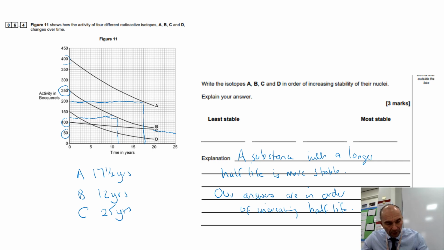And then finally D starts off at 150 and it goes to 75. So we need to make sure we're hitting D. So draw that line across to hit D, and we're getting, say 7.5 years. So those are our half-lives. Remember, the most stable has the longest half-life. So that will give us C. And then of course it would be A, and then B, and D is the least stable. And there's our 3 marks.